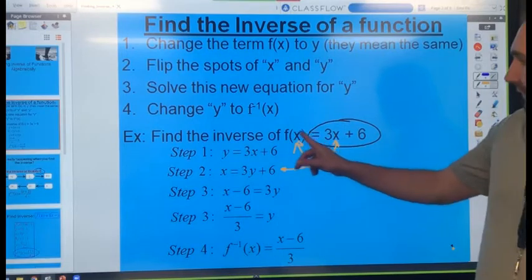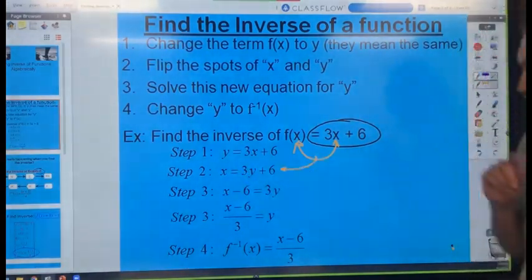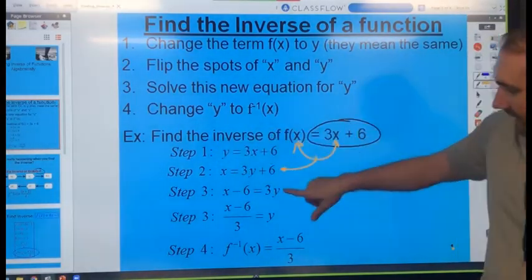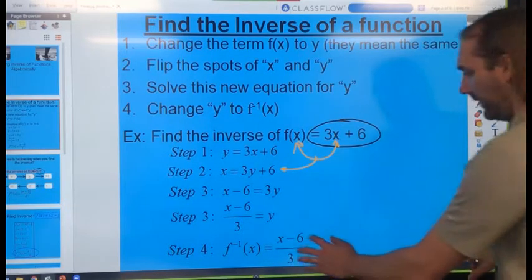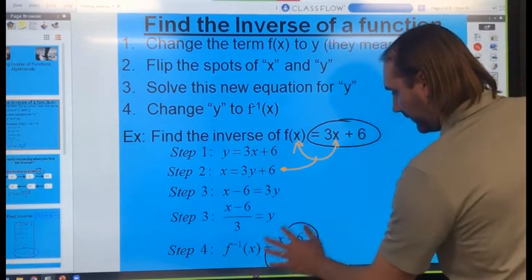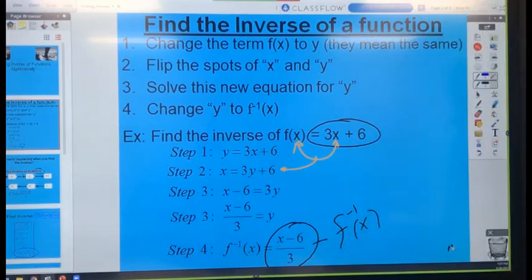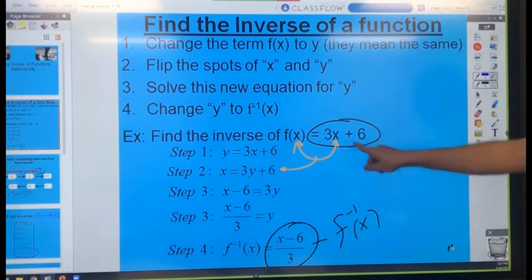Notice how I have f of x equals 3x plus 6. It is now x equals 3y plus 6. And then you want to solve for y. So let me subtract 6 on both sides and then divide by 3. That's going to give me my inverse of x minus 6 over 3. So here's my inverse. So again, flip your x and y and then solve for the new y. And then you're good.